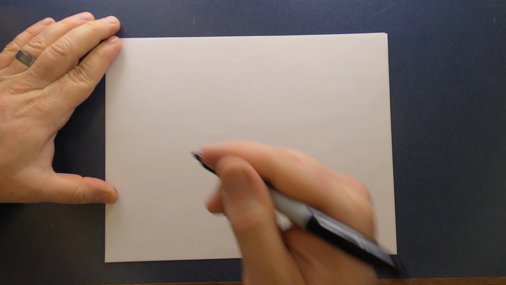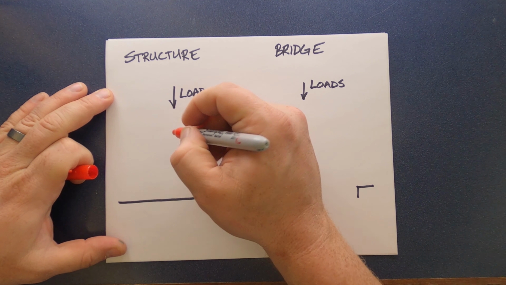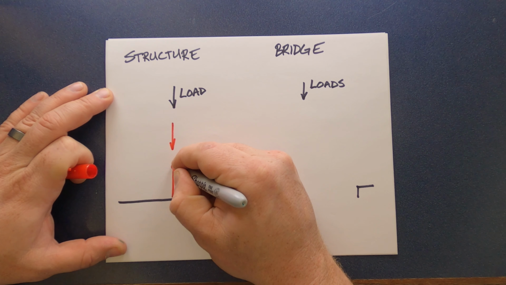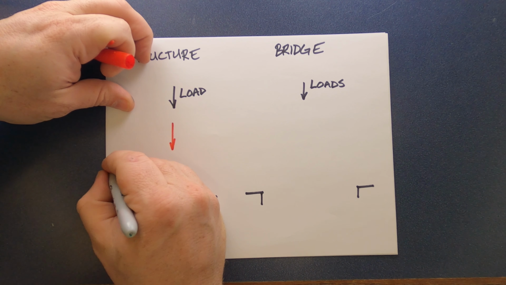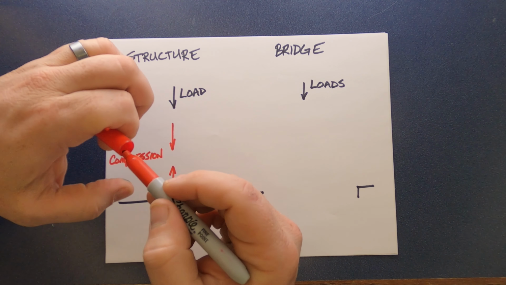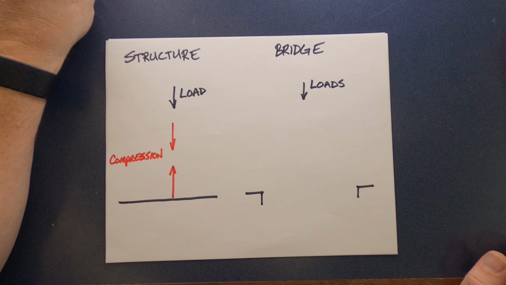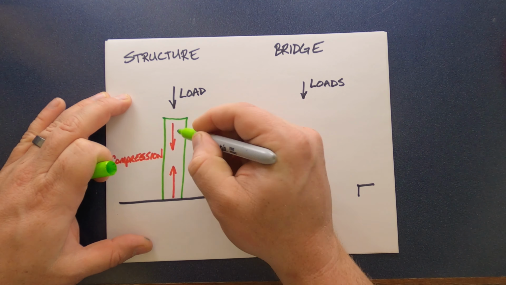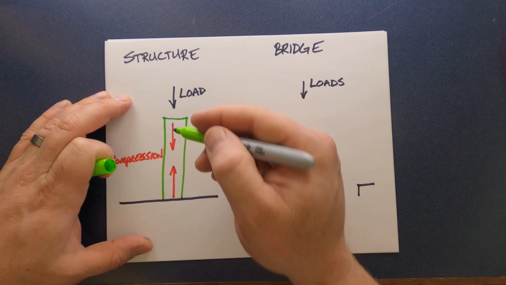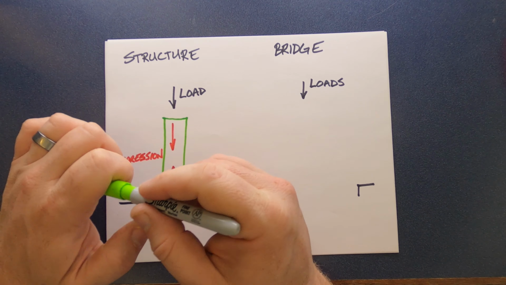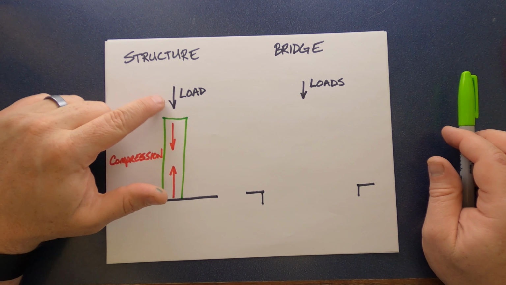So, what does that mean? Well, on a normal structure, you'll have the load pressing down and the ground pressing up, and what you'll have is what's called compression. And so to counteract this compression, you'll need something like a column to deal with that load. And what will happen is you'll have this column being crunched, and the idea is that this column could potentially crumble from the weight of the load.